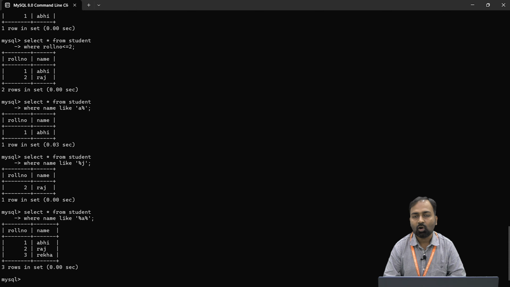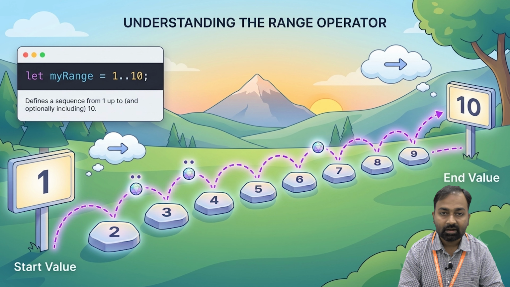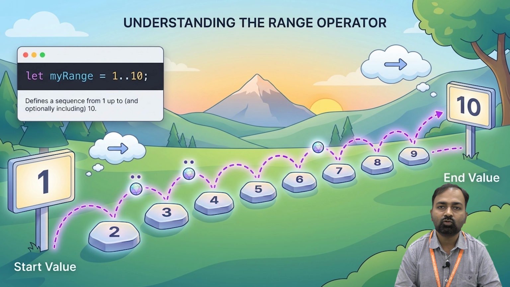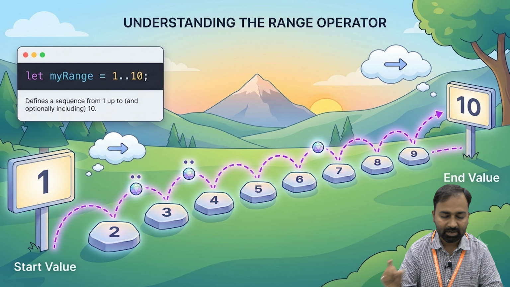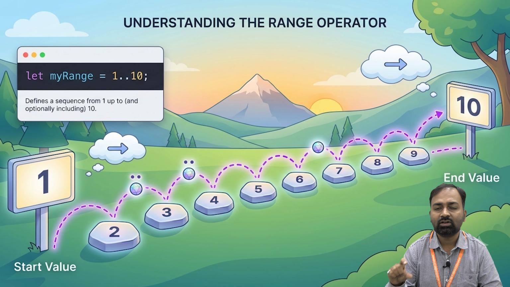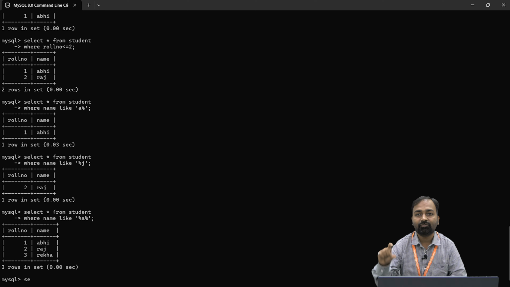Now the next operator is the range operator. In a range operator we use the BETWEEN and AND keywords to specify the range, that is the start and end of the particular range. For example, if you want to display student roll numbers between 5 to 10 or between 50 to 100, or the salary of employees starting from 20,000 to 30,000, this range operator is used.